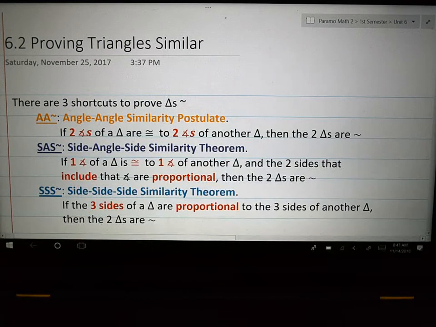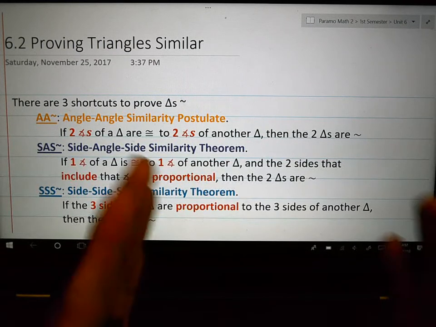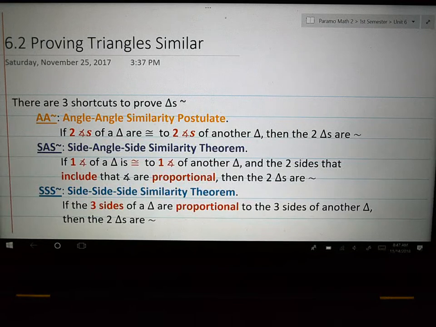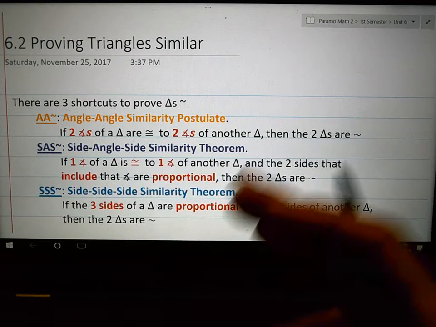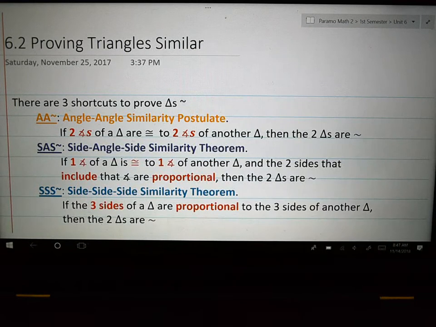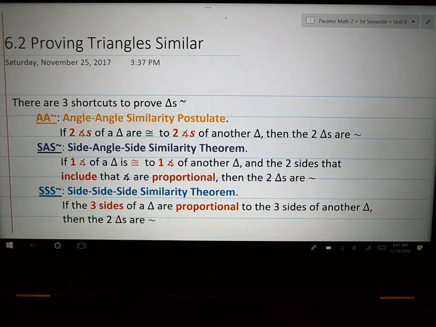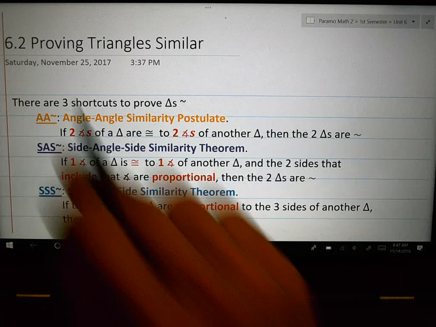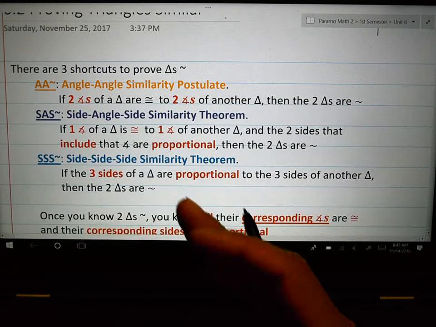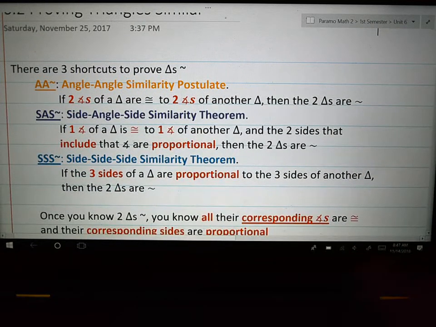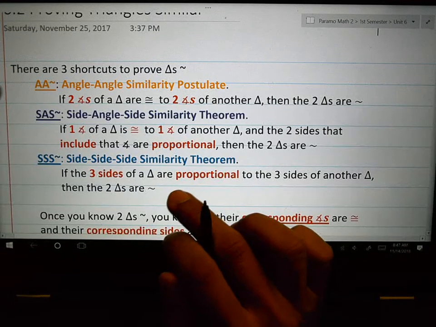In 6.2, we are now going to use what you did in 6.1 and 6.0, and we're going to use that with triangles. The only issue is that in those other triangles that you were using in 6.1, you knew that the triangles were similar. They gave you a similarity statement. In 6.2, you are going to have to figure out, are these two things similar? And there are three ways you're going to be able to do that.